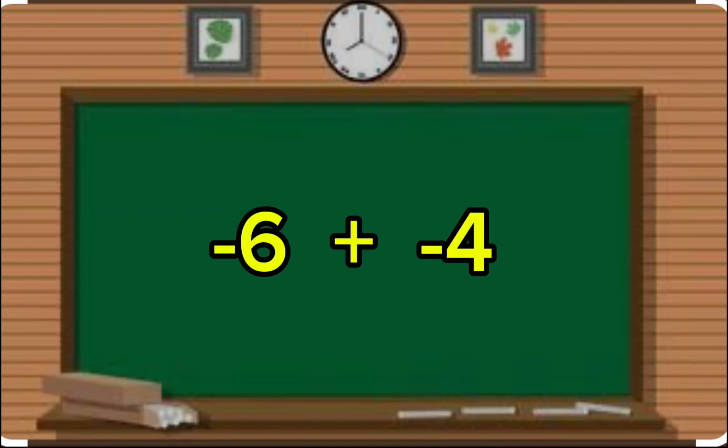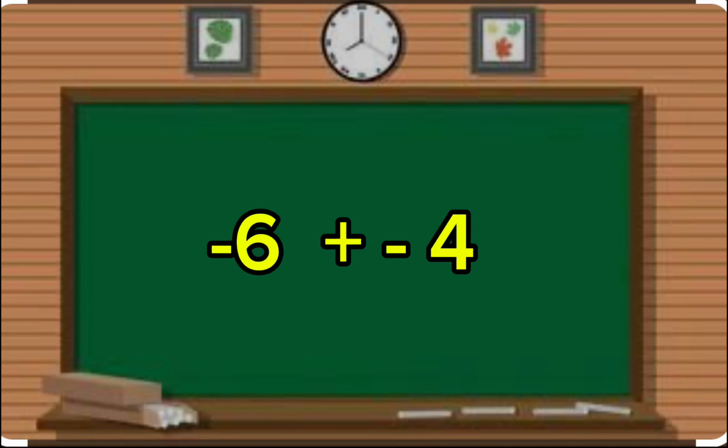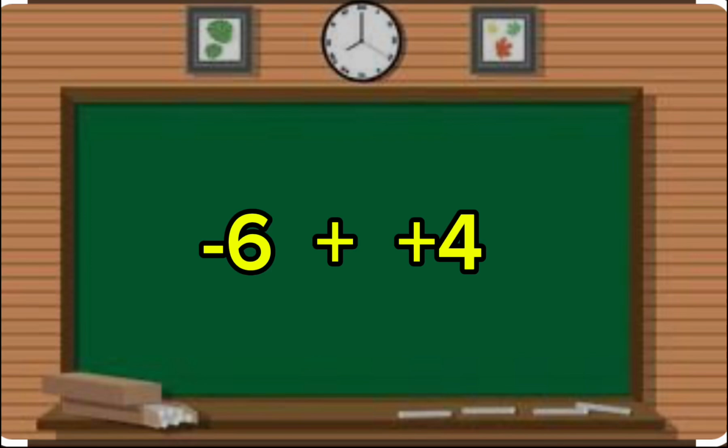And then, the next step is to change the sign of the subtrahend to its opposite. Here, our subtrahend is negative 4, and we all know that the opposite sign is positive 4. Now, let us add this one. As you can see, we are adding opposite signs.